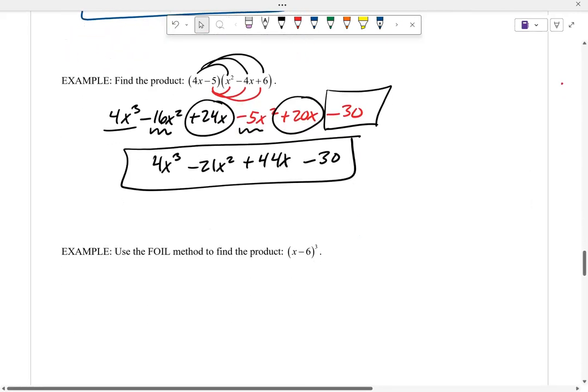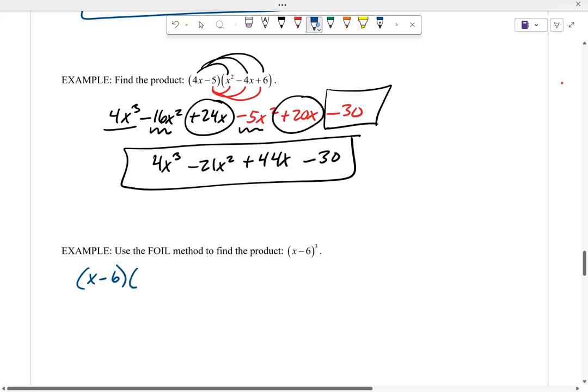Now let's do it with a binomial that is quantity cubed. So x minus 6 quantity cubed. What that means is you have 3 of these x minus 6. Okay, this is not x to the third minus 6 to the third. Sometimes students get that mixed up. This is 3 of those x minus 6's being multiplied.